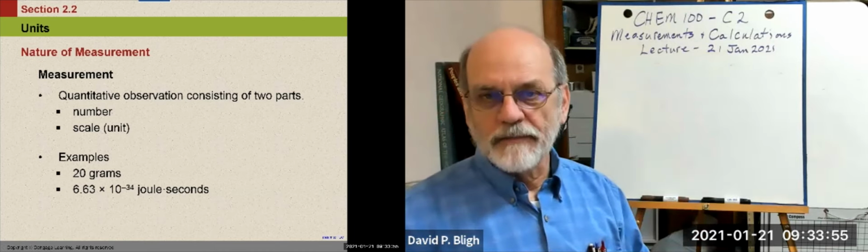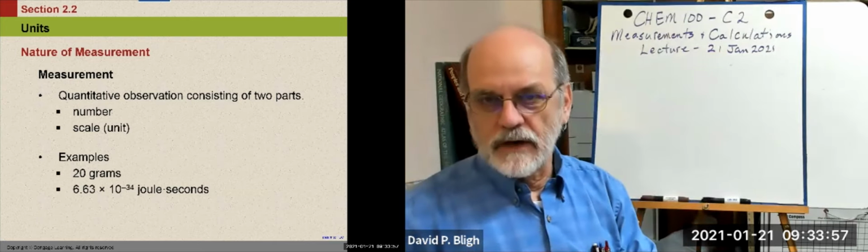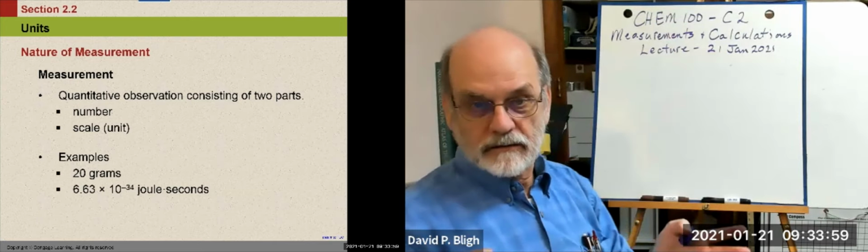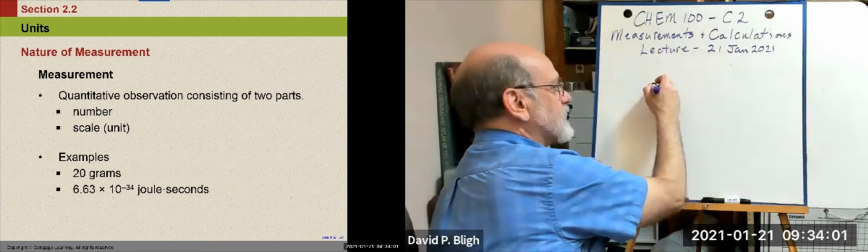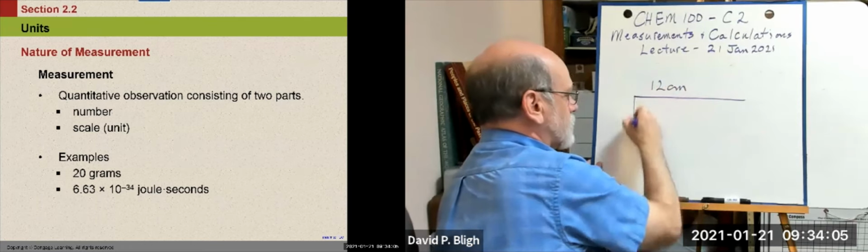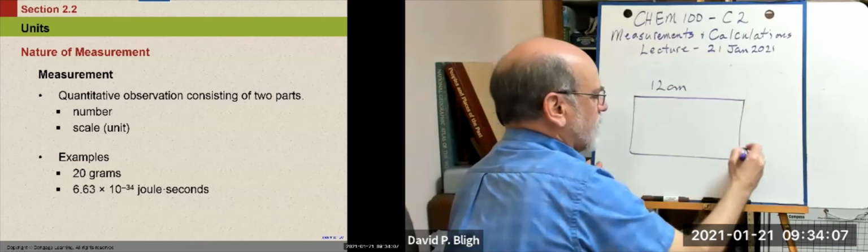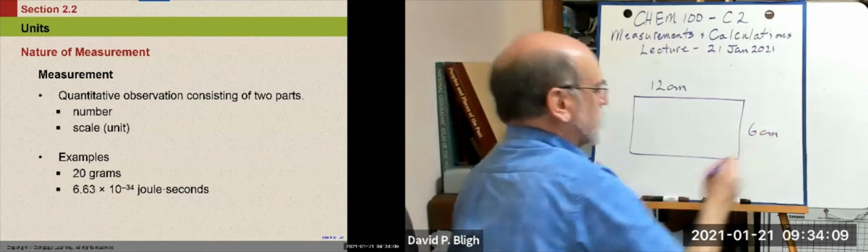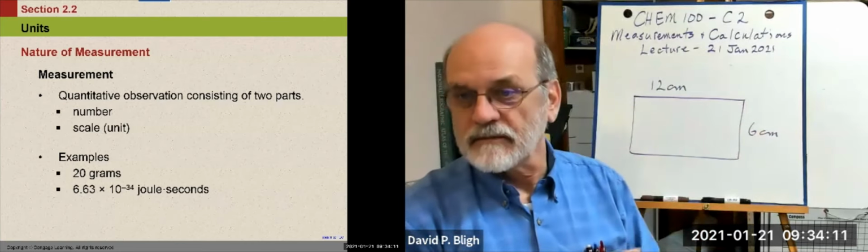If we want to know what's the area of a rectangle, and let's say the rectangle has 12 centimeters in this direction and 6 centimeters in that direction.